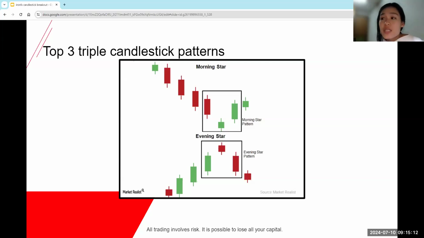Okay, and for our evening star, we see this bullish candle, followed by that same small candle, and then followed by a similar sized second candle, both of which are bearish.